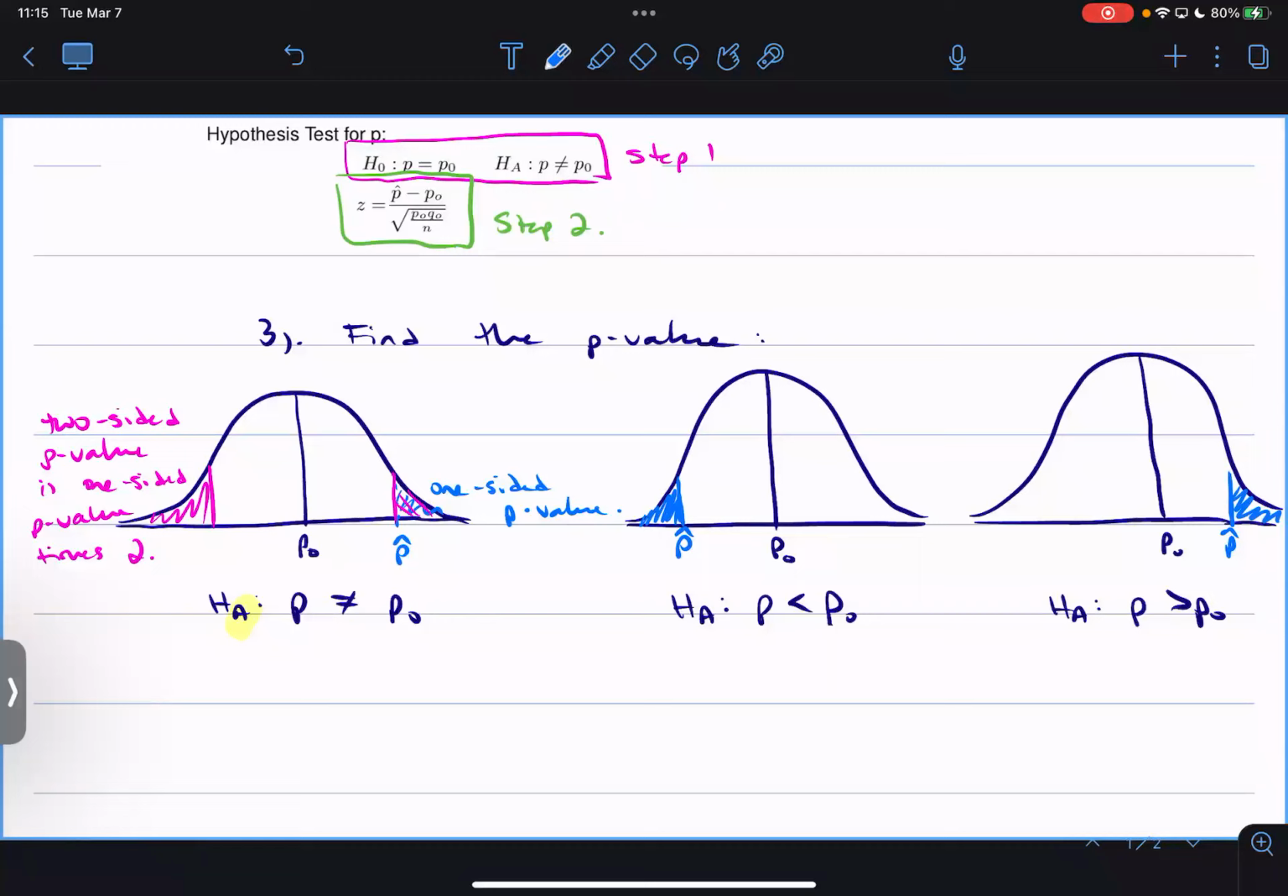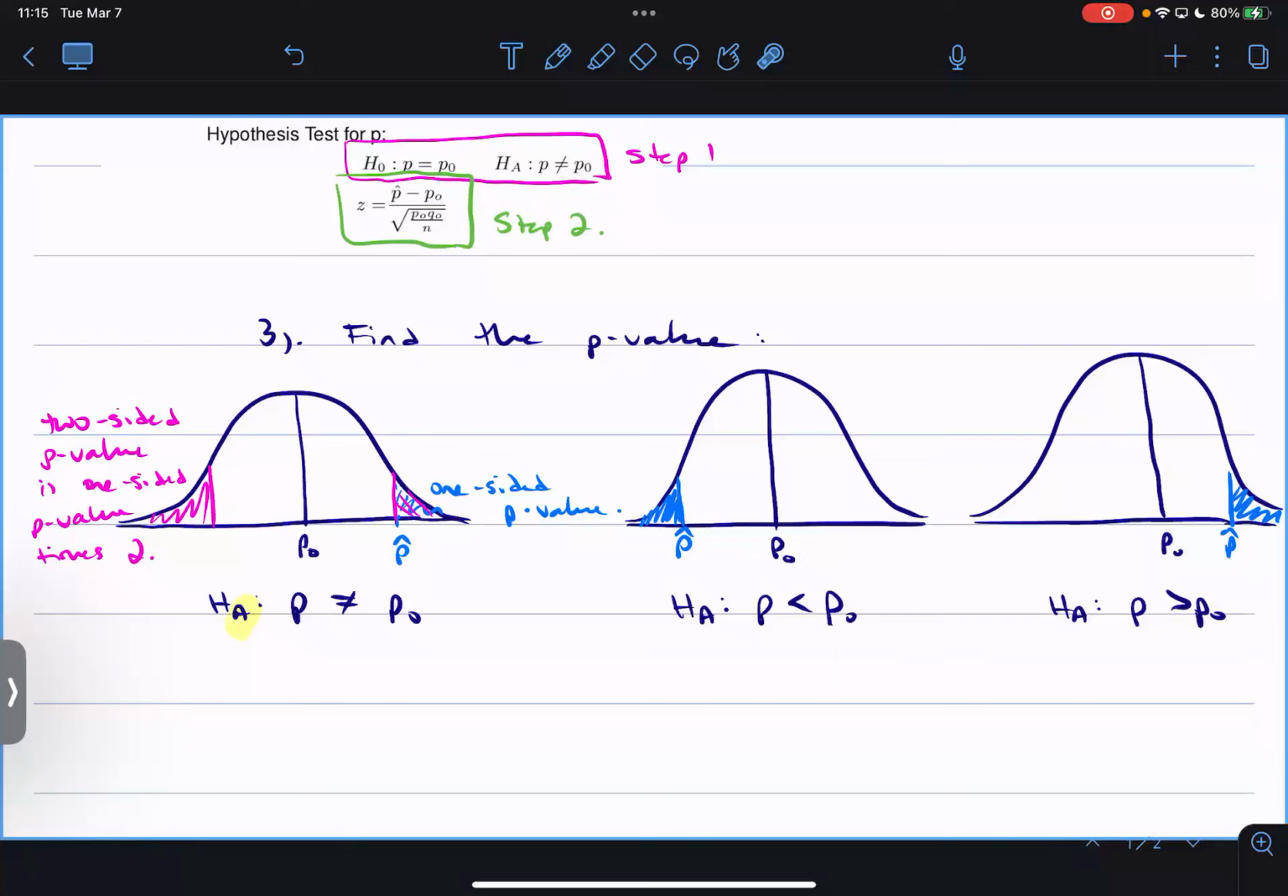So depending on how your alternative hypothesis is set up, that's going to determine how to calculate your p-value in step 3. And that's hard for a lot of people, so they don't know, how do I know if it's a 1 or 2-sided p-value? Well, you have to go all the way back to step 1 and figure out what your hypothesis was.